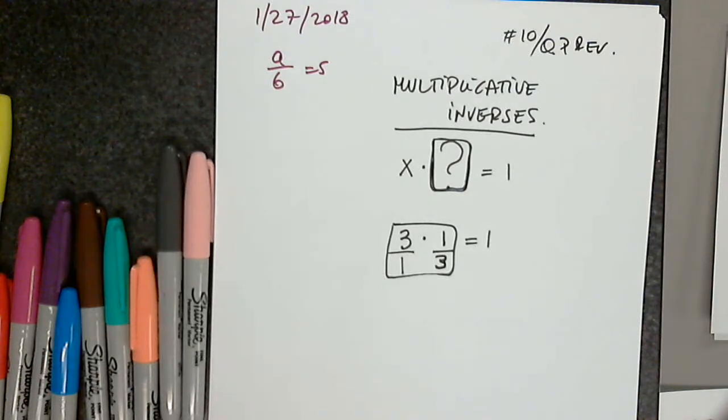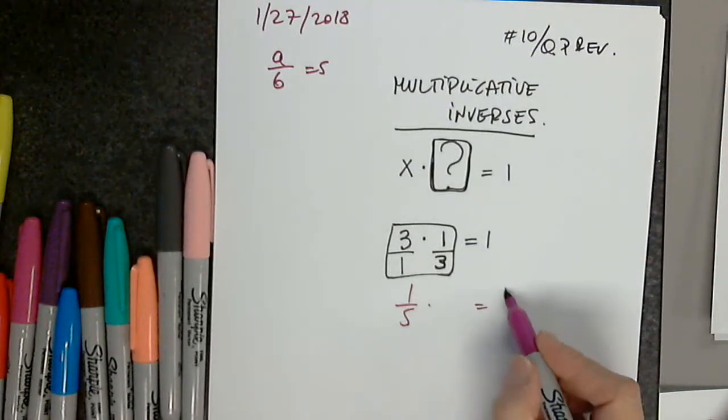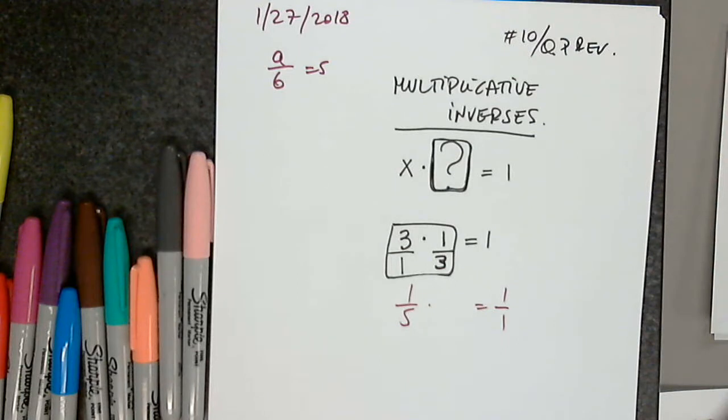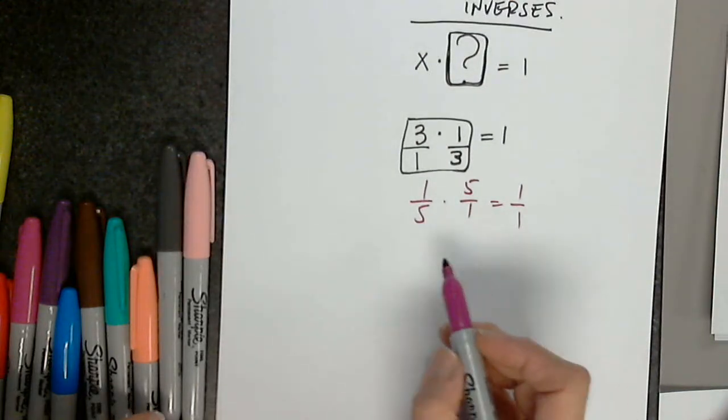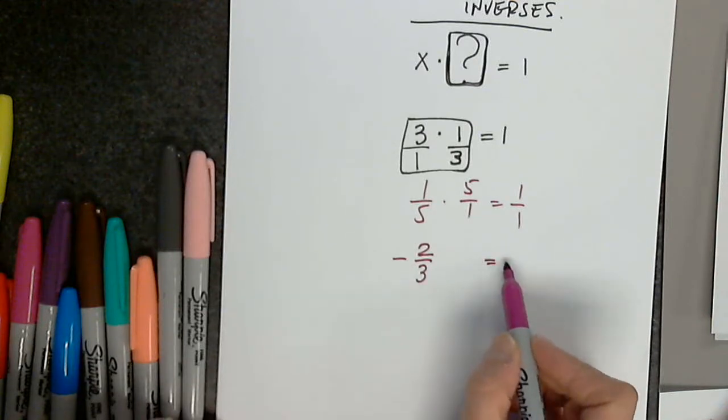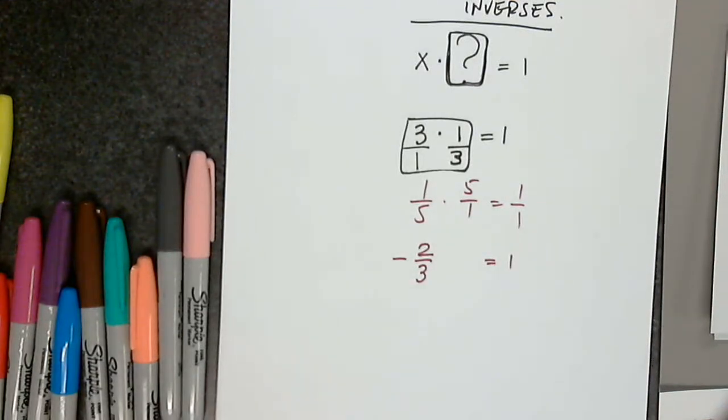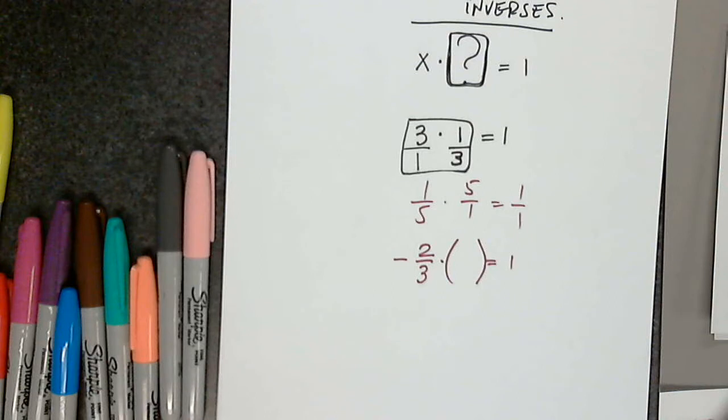Okay, so now let's try one more time. What about 1/5? What will I multiply 1/5 by to get 1? Or if you want to say 1 over 1. 5 over 1. Exactly. In other words, I accept 5, of course, because 5 or 5 over 1 is the same thing. Okay, one more. Let's say negative 2/3. What do I need to multiply it by in order to get 1 over 1?